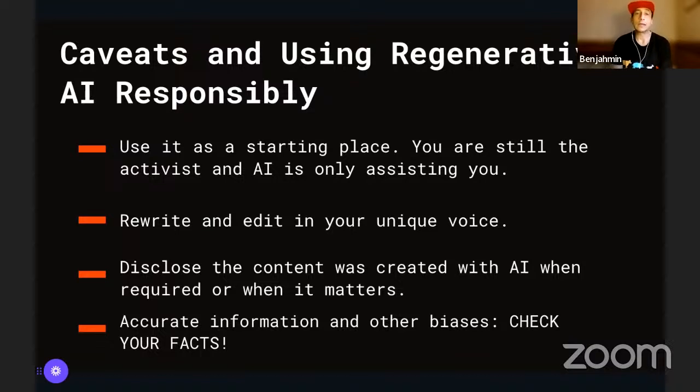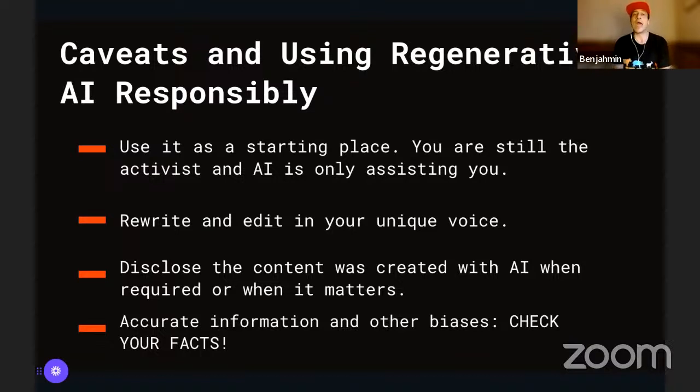And the idea is disclosing that AI was used for whatever content you created, letting people know when they're reading content that's been generated by AI. So there's that level of honesty and transparency.